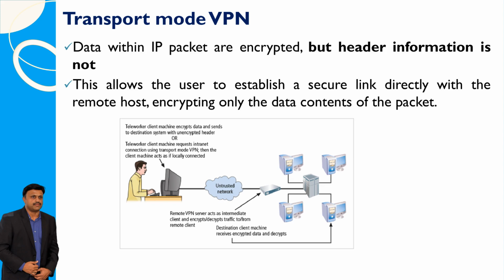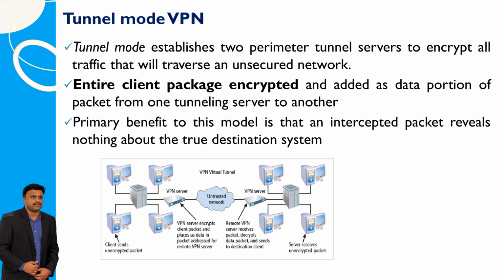In transport mode VPN, while the data within the IP packet is encrypted, the header information remains unencrypted. This setup enables users to establish a secure connection directly with the remote host, encrypting solely the data contents of the packet. Tunnel mode VPN employs two perimeter tunnel servers to encrypt all traffic passing through an unsecured network, with the entire client package encrypted and integrated as the data portion of a packet transferred from one tunneling server to another. The main advantage of this model is that intercepted packets reveal no information about the true destination system.